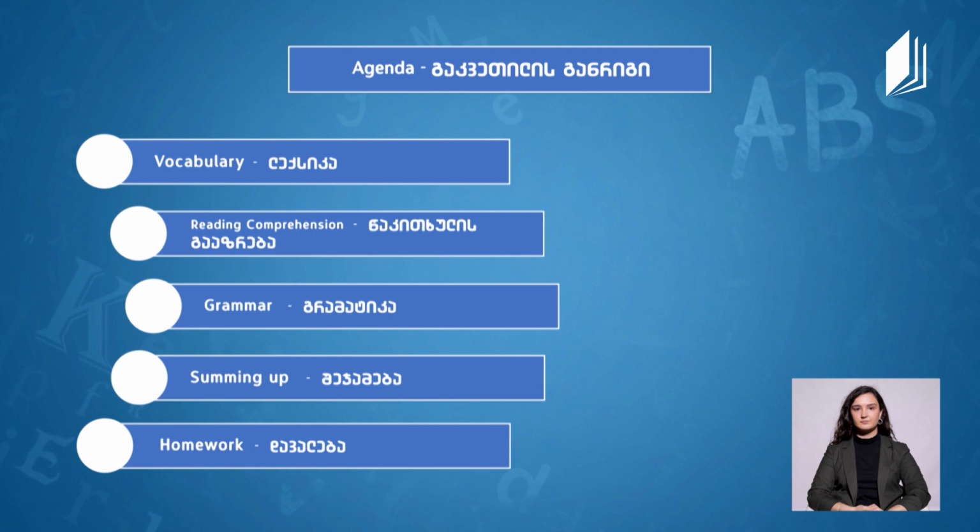So now let's start with the vocabulary list for our topic today, office items. And then we will go through them one by one.